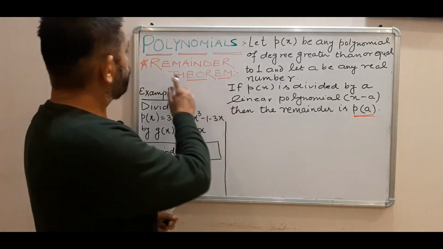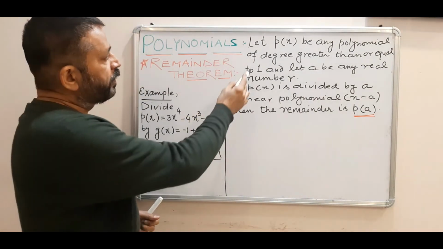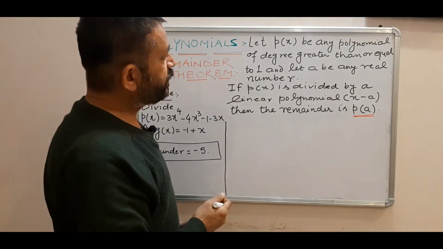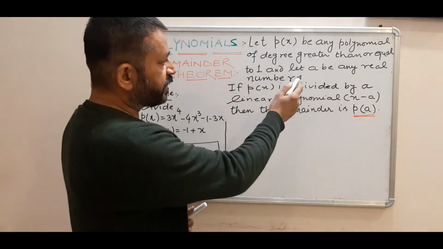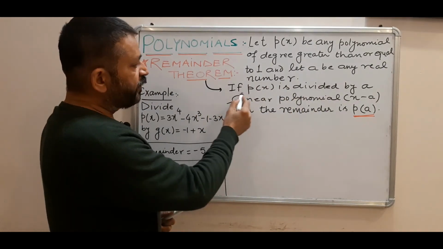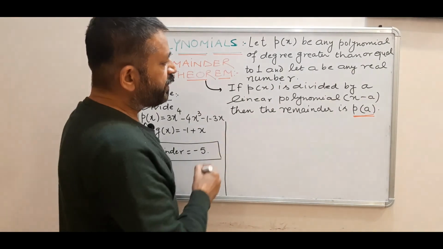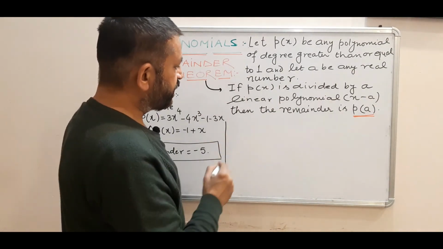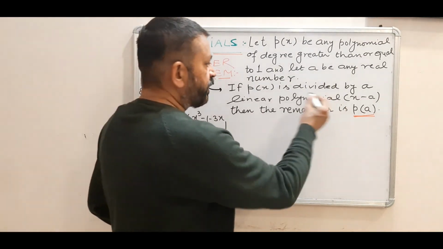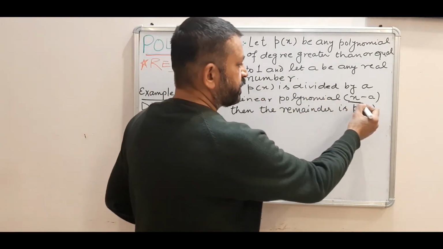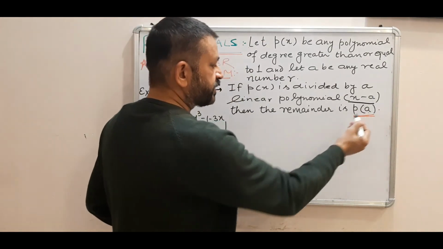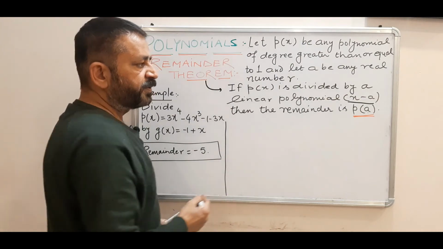Now move to remainder theorem. For this, let Px be any polynomial of degree greater than or equal to 1 and let a be any real number. What it states: if Px is divided by a linear polynomial x minus a, then the remainder is Pa. If we are dividing Px by this linear polynomial x minus a, so this a and this a, they are the same, then the remainder is Pa.